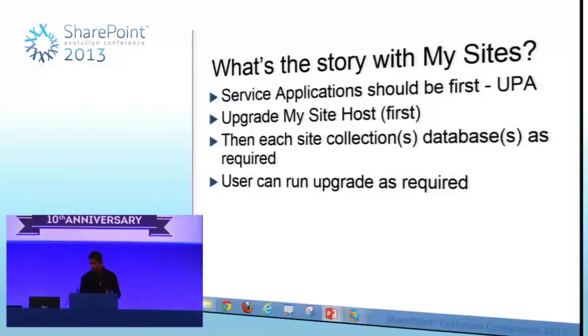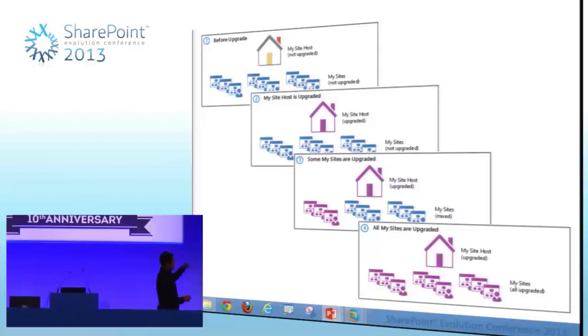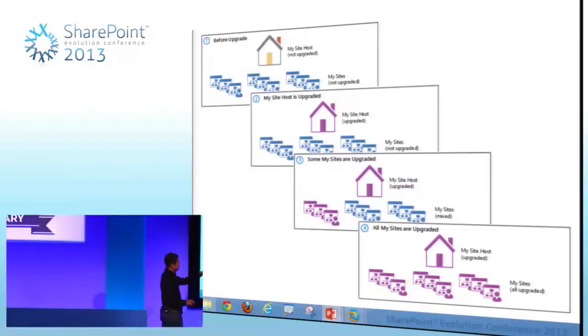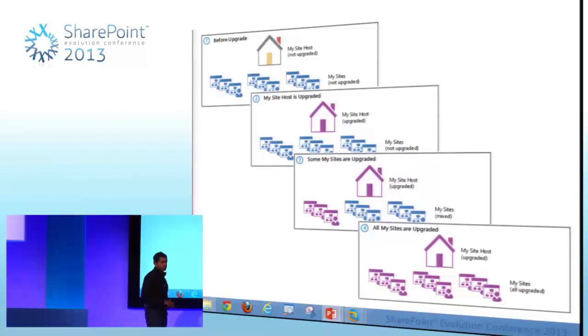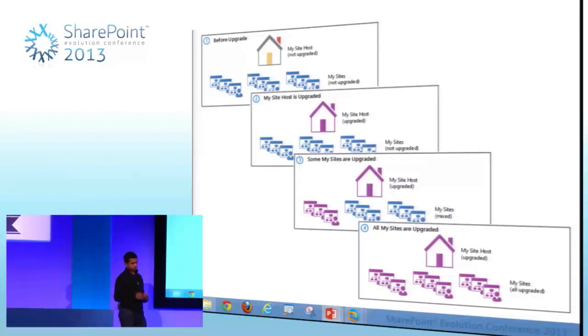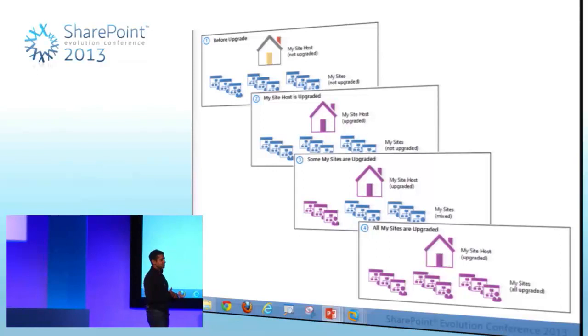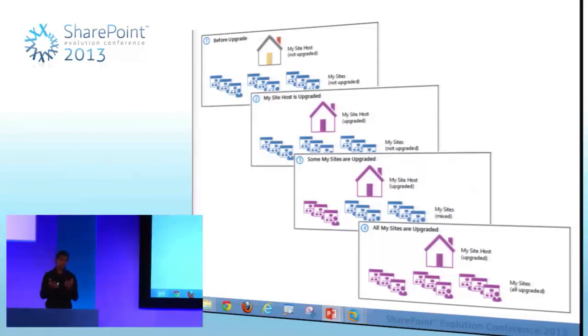So the stages of that are pretty straightforward. Before, it's not upgraded; then the host is upgraded, but the site collection is not upgraded. Some sites are upgraded, some aren't, and then all of them are upgraded. There's a really good technical article around that. And upgrading, pardon me, the user profile service application is kind of straightforward, but not straightforward if you don't know how to do the UPA. I'm pretty sure Spencer's got a session and guidance on how to do that, rather than me telling you how to do that. So there's enough information around on how to do that as well.